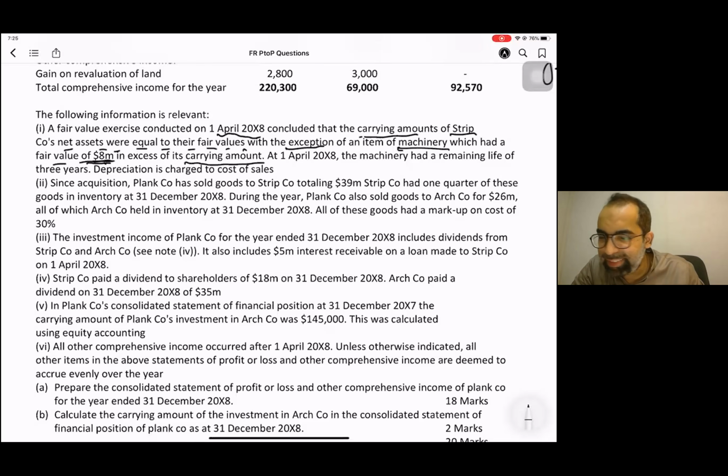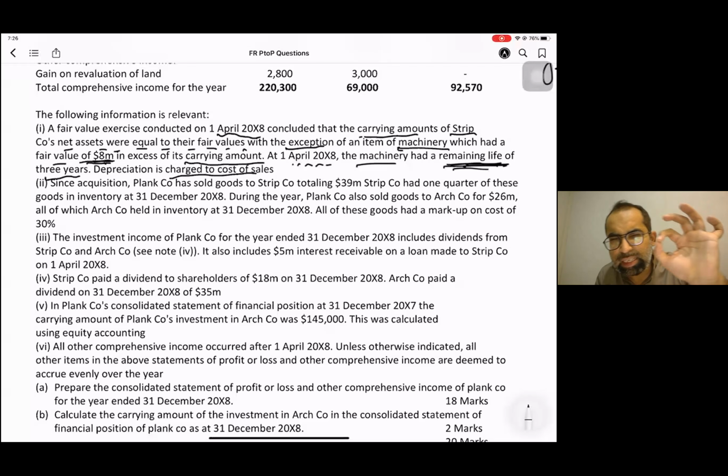A blind student can say, sir, this is upward fair value adjustment. We know fair value adjustment won't come in the income statement, but the depreciation thing will affect the consolidated income statement. We just discussed: at 1st April, the machinery had a remaining life of 3 years. Depreciation is charged to cost of sales. Easy peasy, very easy. Don't worry.